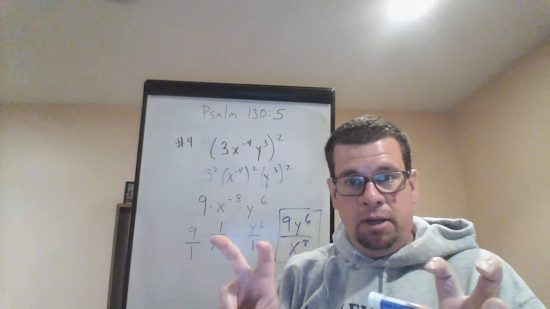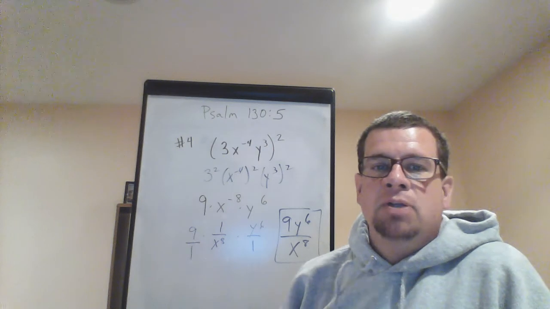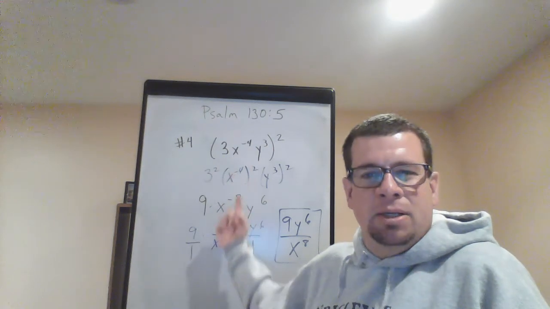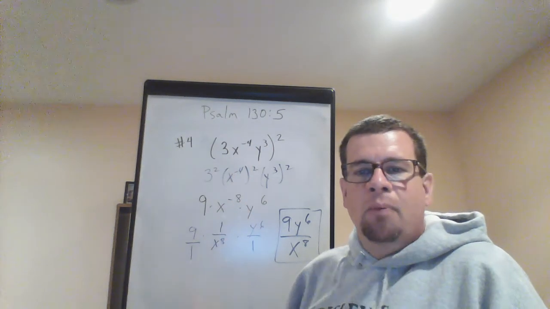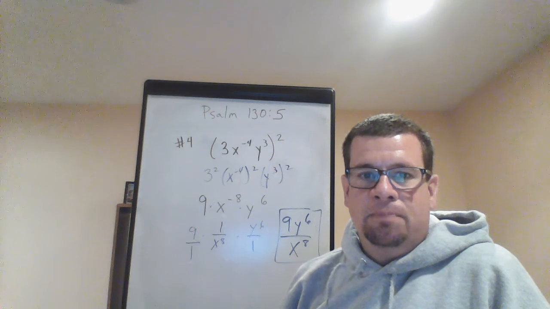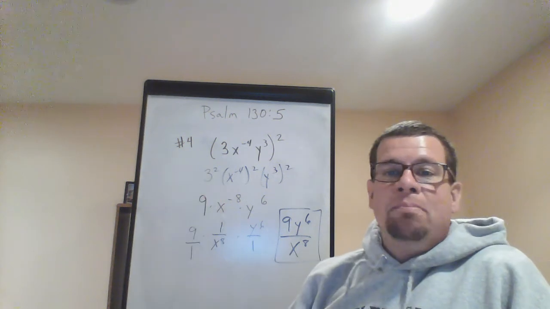Knowing the distributive property when it comes to exponents, knowing when to multiply the exponents, and then recognizing here what negative exponents do. All right, so this was number 4 on page 360.